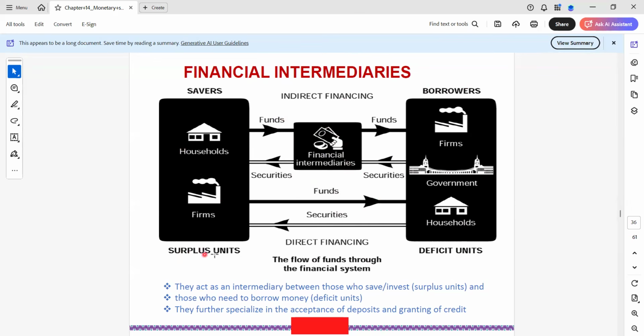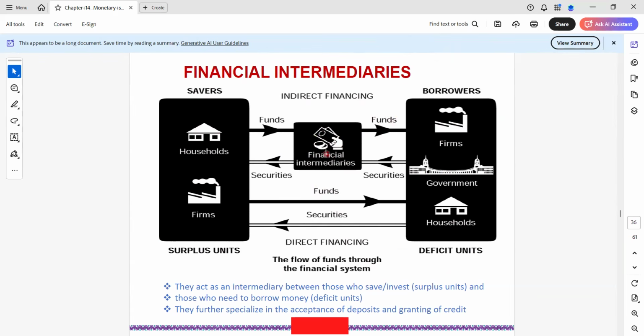Those that have surplus units and those that have deficit units, meaning those that have money and those that do not have money. Why are we saying that they are intermediaries? Because they are middlemen: the people that have surplus funds save their funds, they deposit their money here, in commercial banks, your Absa, your Capitec, and so on. And then people that need money, your firms, the government, and the households, they come to these commercial banks to do what? To borrow money, right?